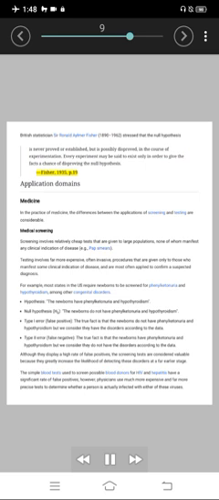Application domains. Medicine. In the practice of medicine, the differences between the applications of screening and testing are considerable. Medical screening. Screening involves relatively cheap tests that are given to large populations, none of whom manifest any clinical indication of disease, e.g., Pap smears. Testing involves far more expensive, often invasive, procedures that are given only to those who manifest some clinical indication of disease, and are most often applied to confirm a suspected diagnosis.